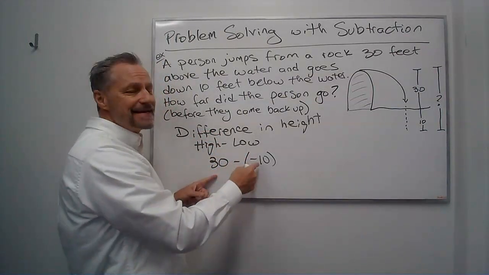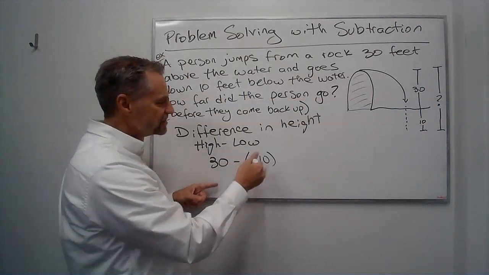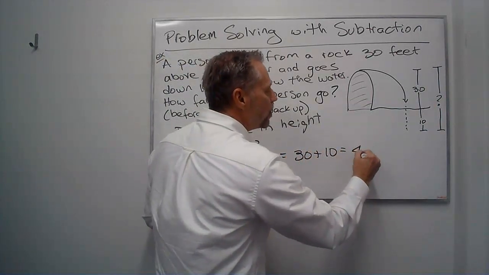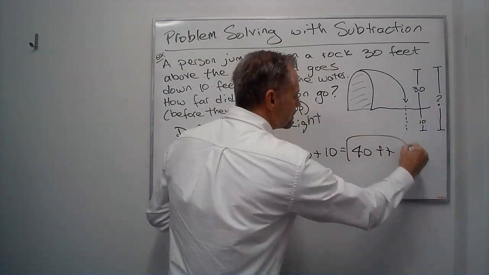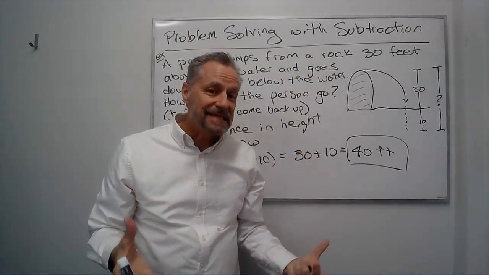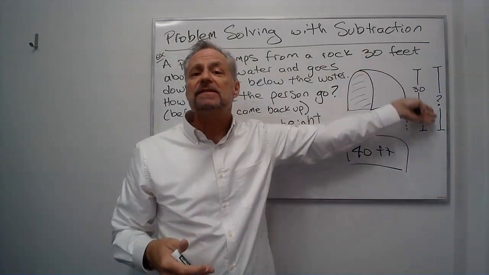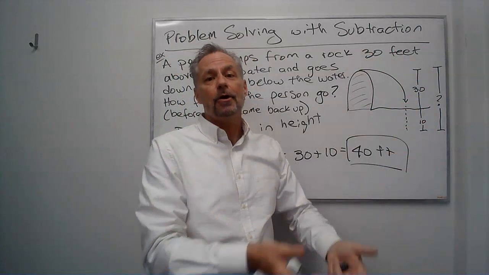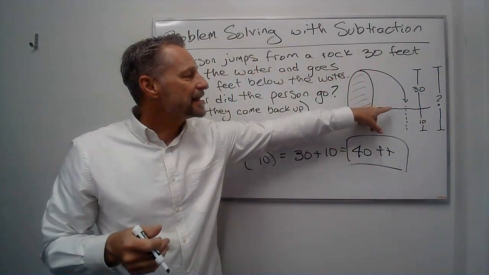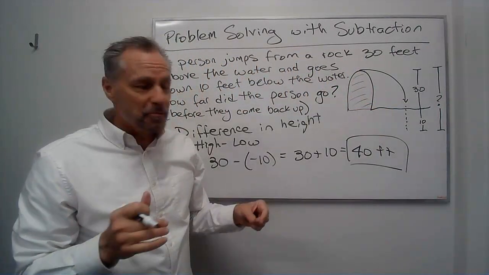But minus negative 10 means plus positive 10. So I've got 30 plus 10, or 40 feet. And we see from the picture, that's obvious, makes sense. 30 and 10, it's going to be a total of 40 feet. Hopefully, again, they come back up out of the water and come back to the water surface so they can breathe.